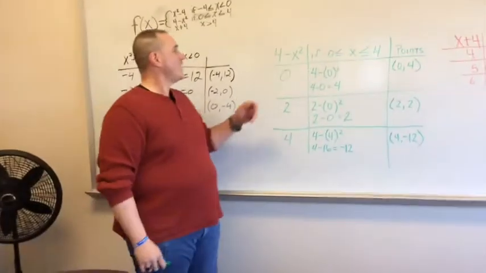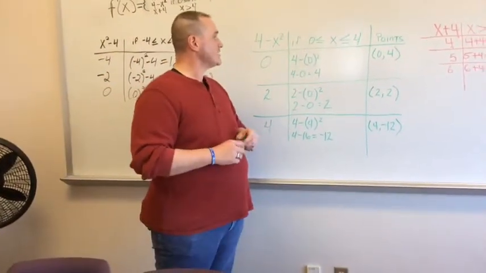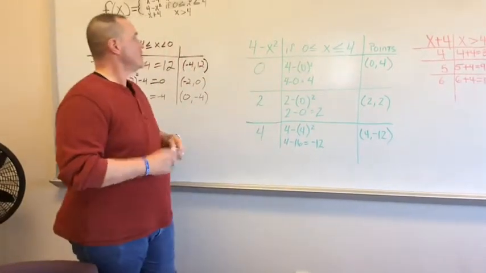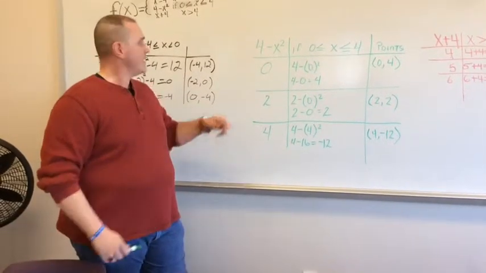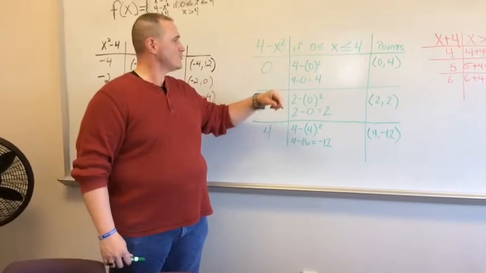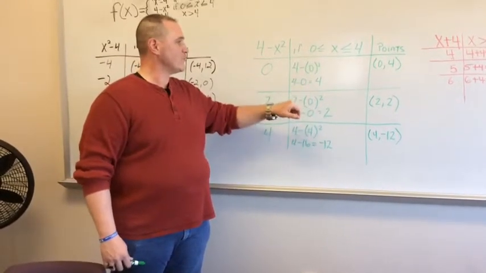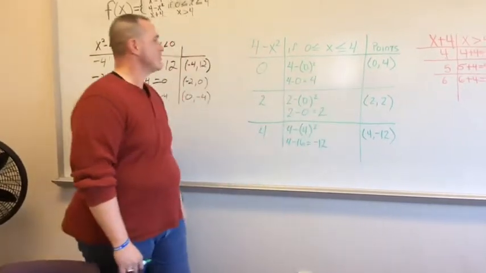So for my problem, I got 4 minus x squared if 0 is less than or equal to x, and if x is less than or equal to 4. So for the start of it, my first point, I used the 0. I did 4 minus 0 squared for the x squared. This became 4 minus 0, which becomes 4. So my first point is (0, 4).